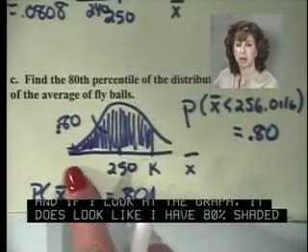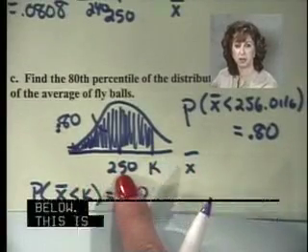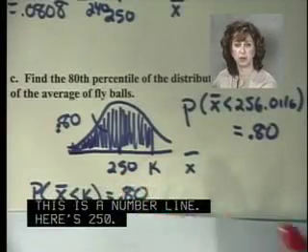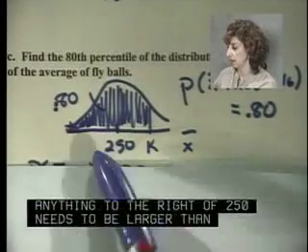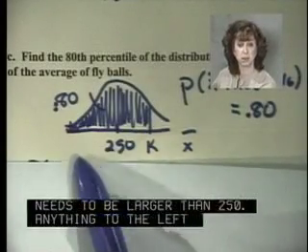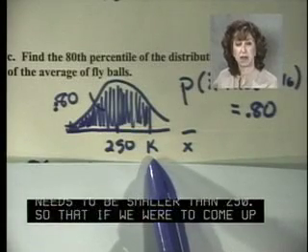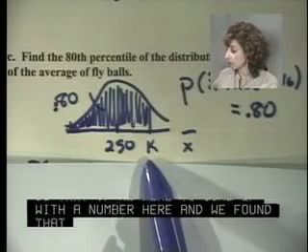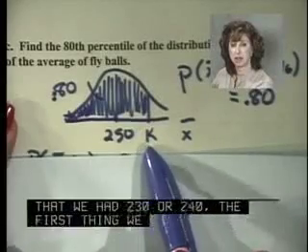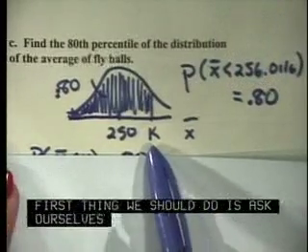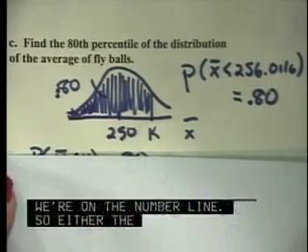One thing to keep remembering is that we have a number line down below. This is a number line. Here's 250. Anything to the right of 250 needs to be larger than 250. Anything to the left of 250 needs to be smaller than 250. So if we were to come up with a number here and we found that we had 230 or 240, the first thing we should do is ask ourselves if that could possibly be correct, because we're on the number line. So either the picture is incorrect or the number is incorrect.